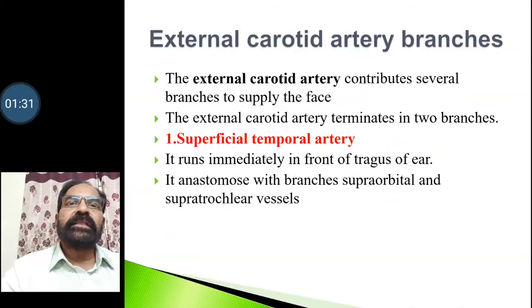Then coming to branches of the external carotid artery which supply the face. External carotid artery contributes several branches to supply the face. The external carotid artery terminates into two branches. One is superficial temporal artery. This artery runs in front of tragus of ear, and it anastomoses with branches of the internal carotid, that is supraorbital and supratrochlear.